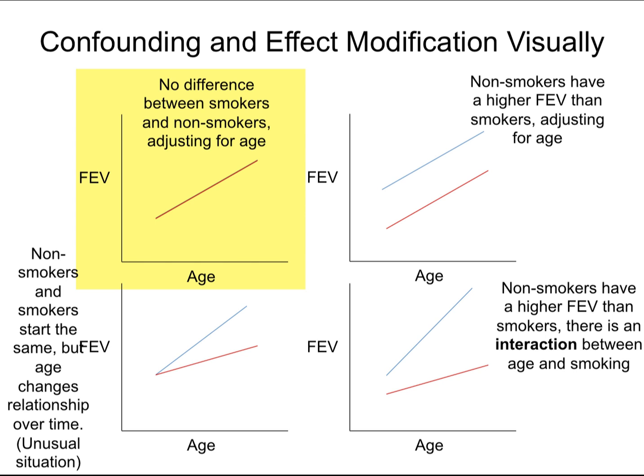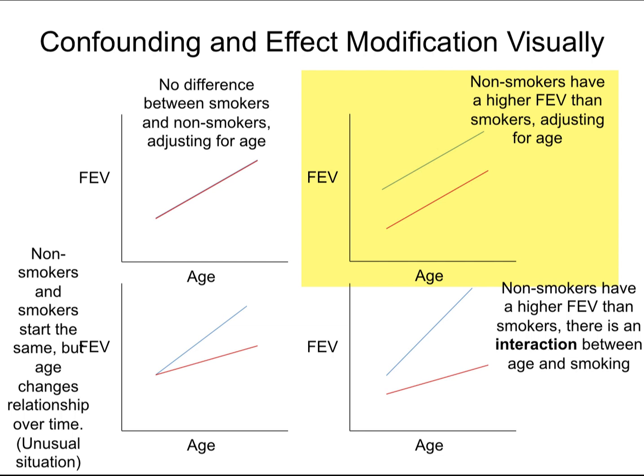In other words, there is no difference between smokers and non-smokers adjusting for age. On your top right is a model where the two lines have the same slope but different intercepts. This model implies that non-smokers have a higher FEV than smokers adjusting for age.